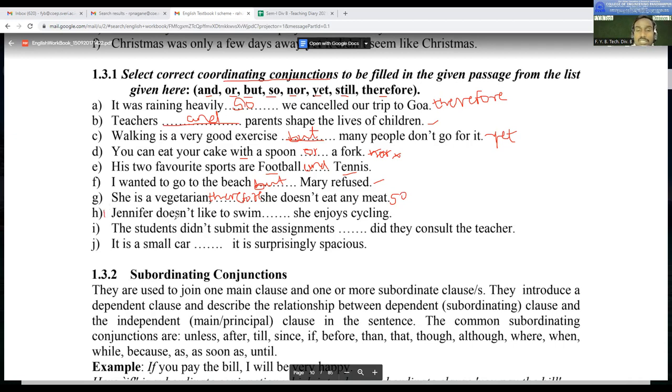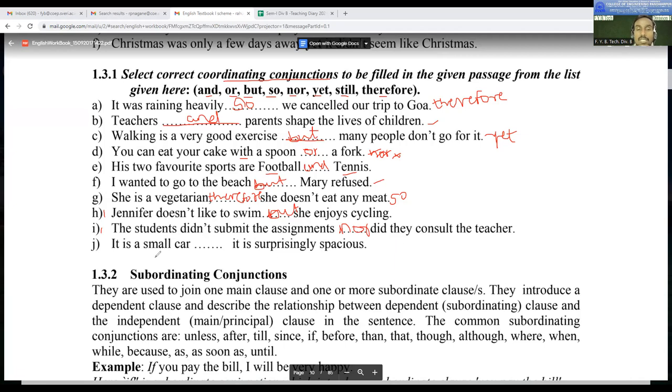H. Jennifer doesn't like to swim. Dash. She enjoys cycling. But, you can use but. Jennifer doesn't like to swim, but she enjoys cycling. Then, next, the students didn't submit the assignment, dash. Did they consult the teacher? Nor. Here, nor is going to be right, okay? The students didn't submit the assignments, nor did they consult the teacher.